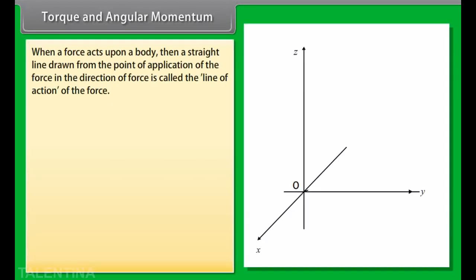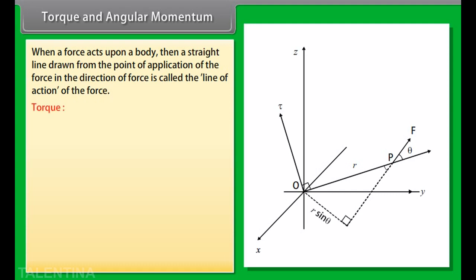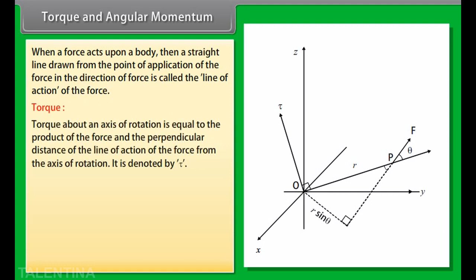Torque and angular momentum. When a force acts upon a body, then a straight line drawn from the point of application of the force in the direction of force is called the line of action of the force. Torque about an axis of rotation is equal to the product of the force and the perpendicular distance of the line of action of the force from the axis of rotation. It is denoted by tau. Tau vector is equal to the product of R vector and F vector.